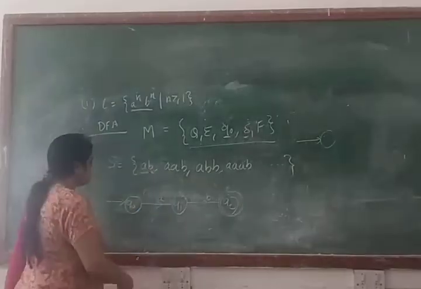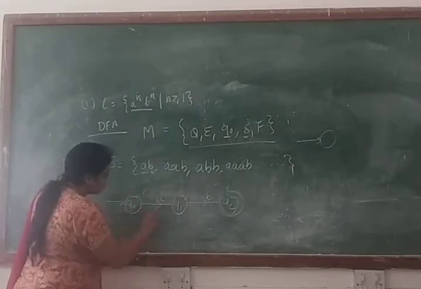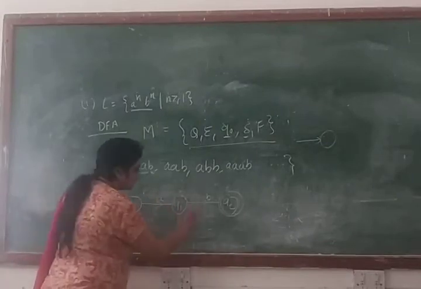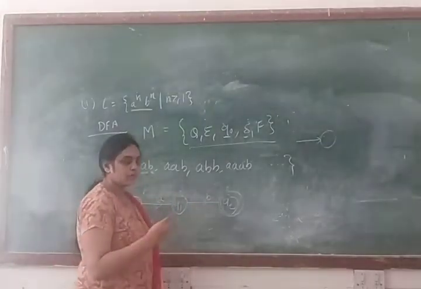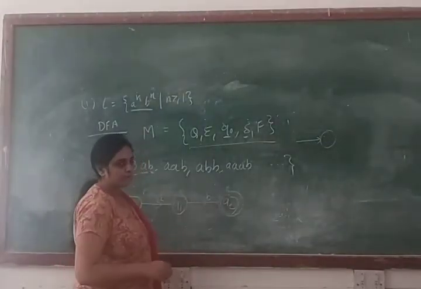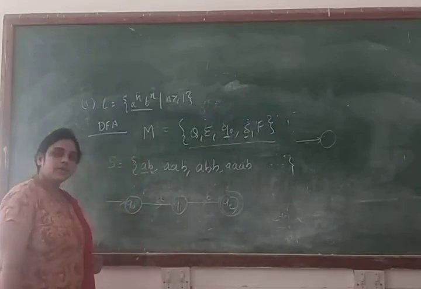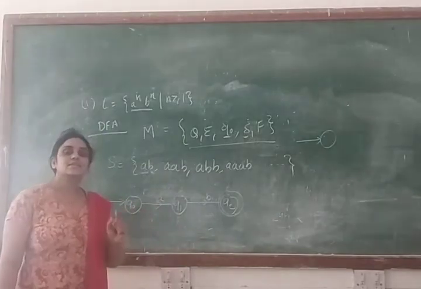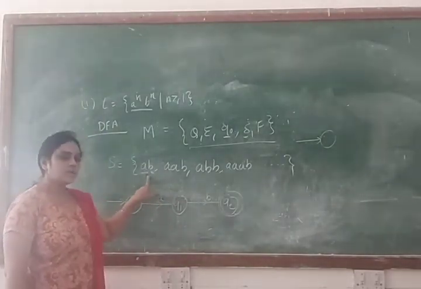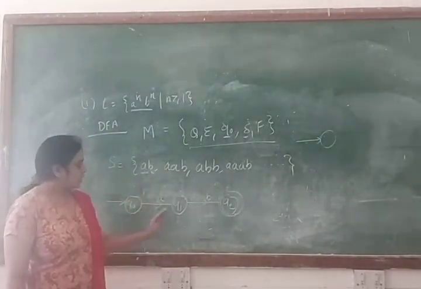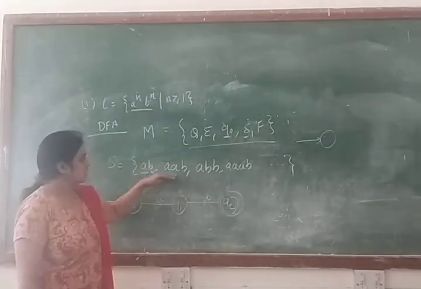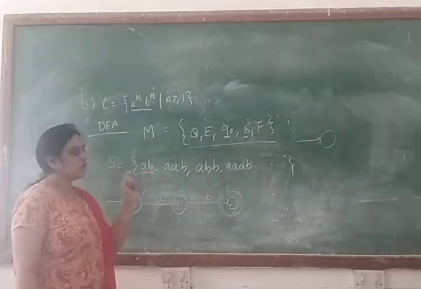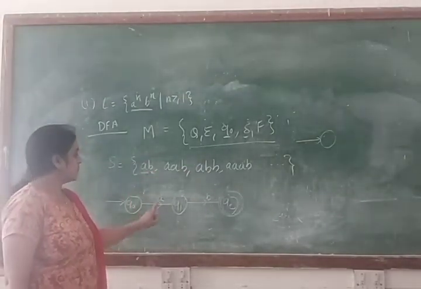So that's why we are writing here, from Q0 to Q1 we use input symbol A, and after that we use input symbol B for moving from state Q1 to Q2. Now, is this your DFA? No, this is not your DFA, because this machine basically accepts only one string, which is AB, but it will not accept strings like AAB, ABB, AAAB. So it will not accept any string except AB.